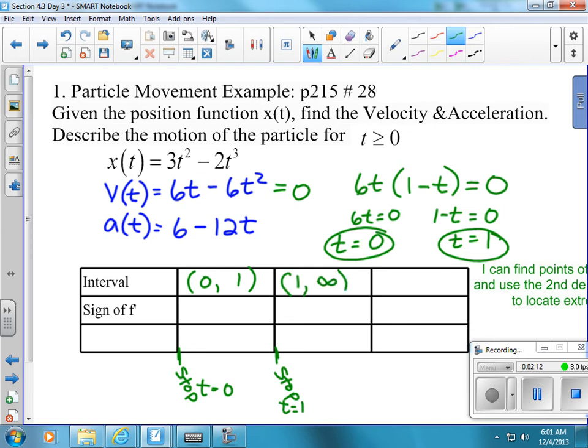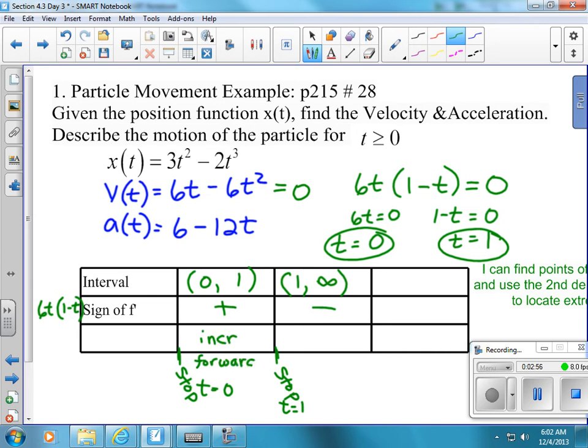Okay, it's stopped at t equals 0 and at t equals 1. And from 1, we're just going to go to infinity because I don't think we have any more critical points. There's no place where the derivative is 0. There's no right end point. So we stop at t equals 0 and stop at t equals 1. Now, between 0 and 1, let's look at the sign of our derivative, which is 6t times 1 minus t. If we put a big positive number in there, we get a negative. If we put our little positive number in there, we still have a positive. So that means this is an increasing function, or moving forward.